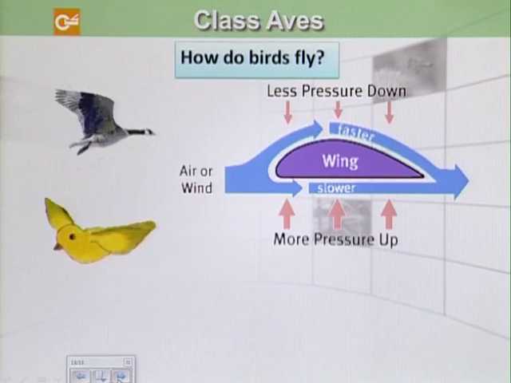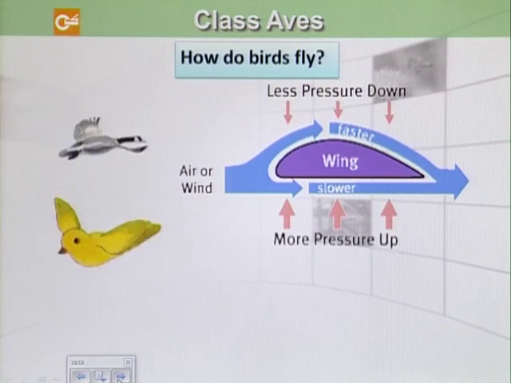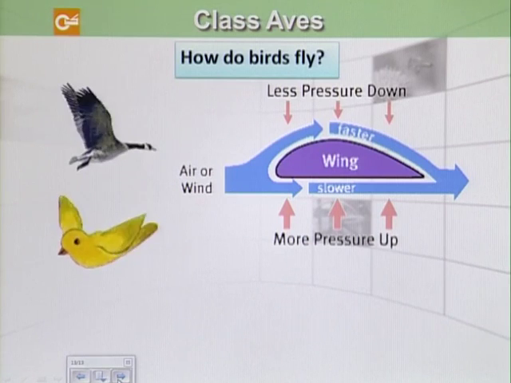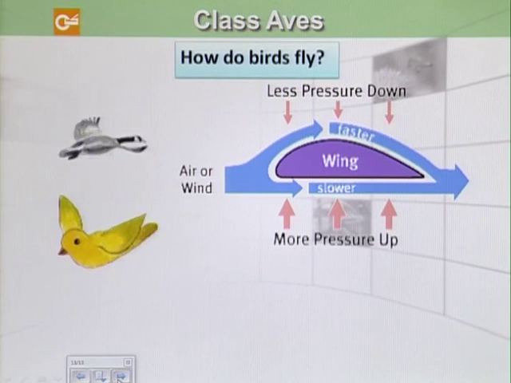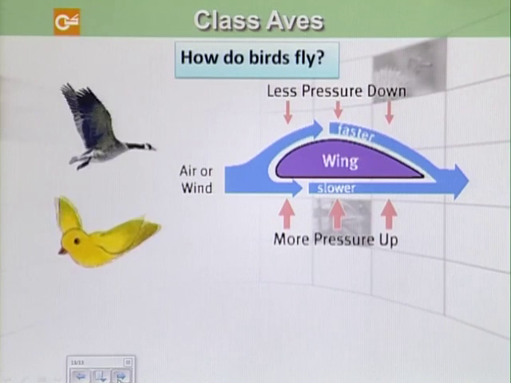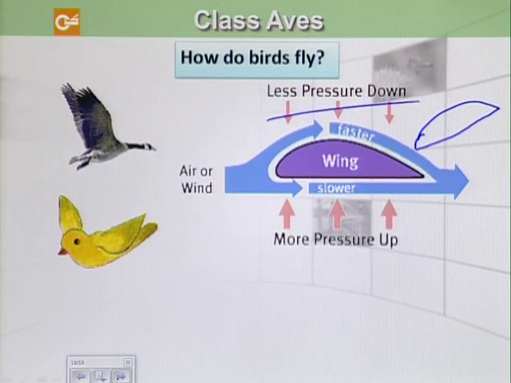And now we will see how birds fly. They have such a structure of their wings which is very favorable for flight. As we have discussed earlier, they have a streamlined body, and their wings have such a shape that it offers less pressure downwards, and there is more pressure upward beneath the wing. That is why it offers uplift, and the birds fly in this way.